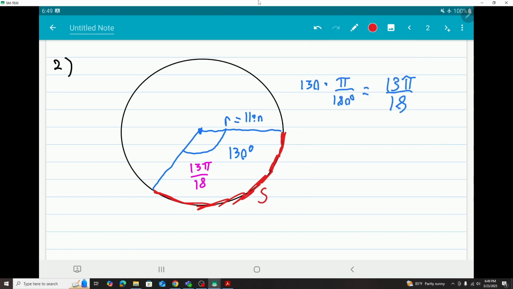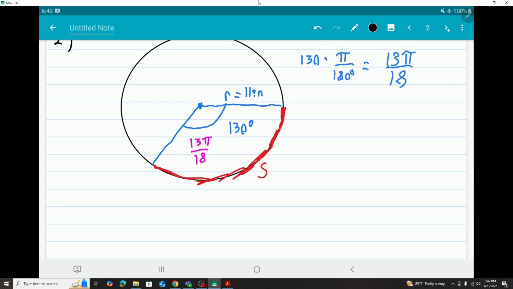If this red line here is S, then S is just equal to our angle measure in radians, 13 pi over 18. Again, I want to really double down: for these to work, this has to be in radians. And then our radius is 11. We put that in a calculator, and we get roughly 24.96, and here our units are inches.